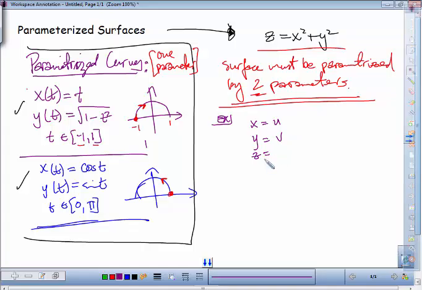And Z would just be, well, if X was equal to U and Y was equal to V, what do you think Z would equal? U squared plus V squared, since X squared plus Y squared is what we're looking for. And so if we take that and try to graph it, we should see a paraboloid.